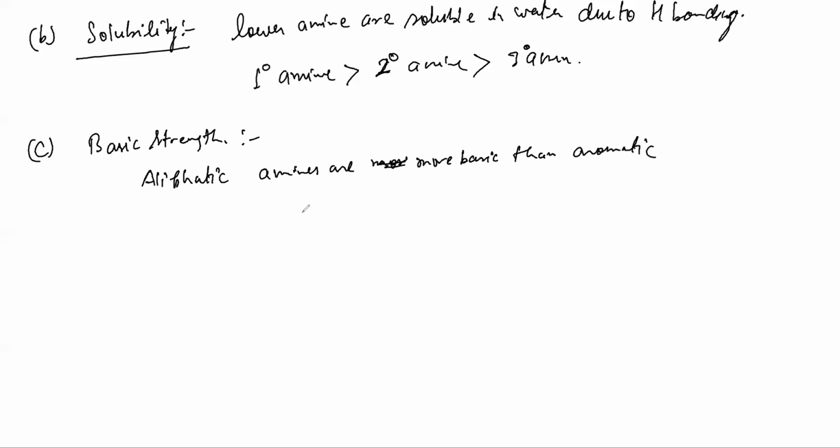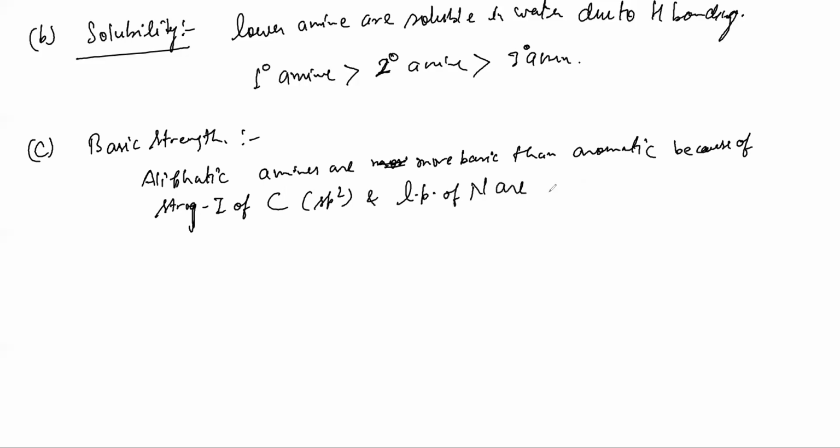Why? Because of strong minus I of carbon (sp2), and the lone pair of nitrogen is usually in resonance. So that is why aliphatic amines are more basic than aromatic. Okay, where in aromatic.